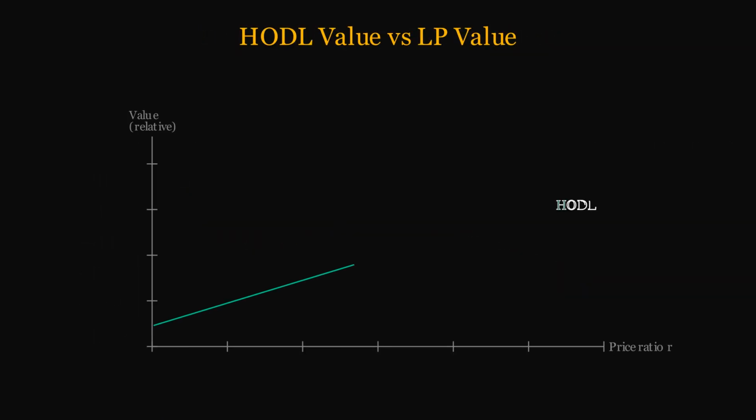Plotting HODL value against LP value makes the gap visible. The teal line is what your 50-50 position would be worth if you just held. The red line is your actual LP position value. At entry, R equals 1, they are identical. As price diverges in either direction, the LP value falls below the HODL line. The shaded area is the impermanent loss, the total value the AMM mechanically transfers from you to arbitrage bots. The gap widens as price moves further from your entry.